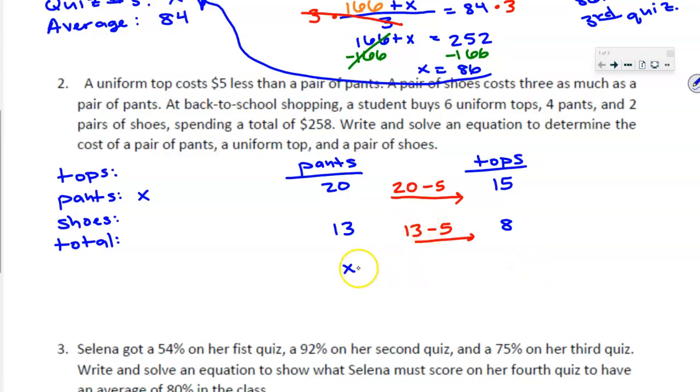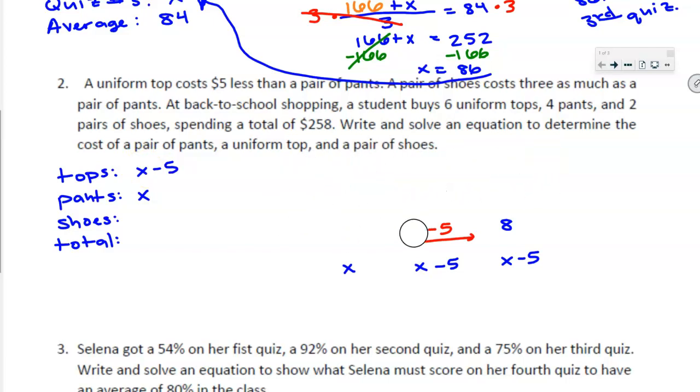Look at what we've done. Each time I've taken the pair of pants and I have subtracted 5. This time I don't know exactly what the pair of pants are, but I can still write down x minus 5. So the tops are represented by x minus 5. That shows $5 less than the pair of pants. The next one's a bit easier. Shoes cost 3 times as much as a pair of pants, and I can show 3 times as much by saying x times 3. Most of the time, instead of saying x times 3, we will write 3x, which means the same thing.